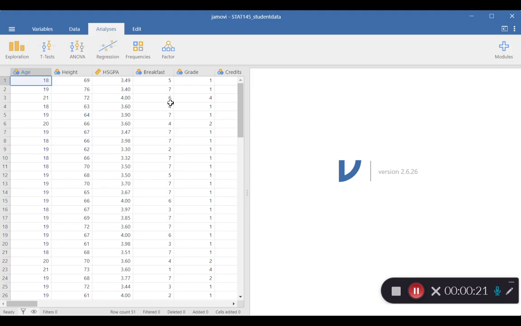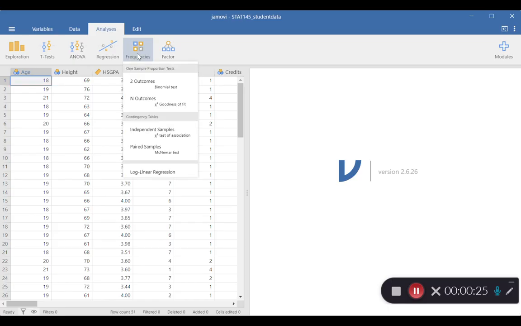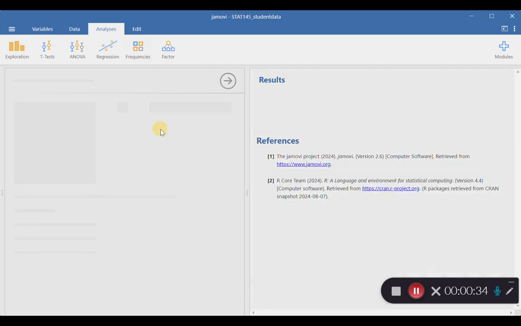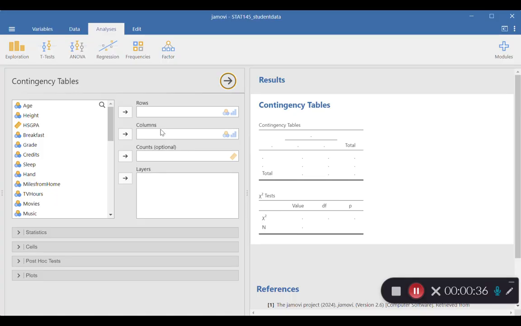Where we're going to go to do this is under the frequency option at the top. And then we will go down here under contingency tables to independent samples. And you can see underneath that we have chi-square tests of association listed. What you will do is pick the two variables you want and enter those as your rows and columns. The ordering doesn't really matter of which is which.